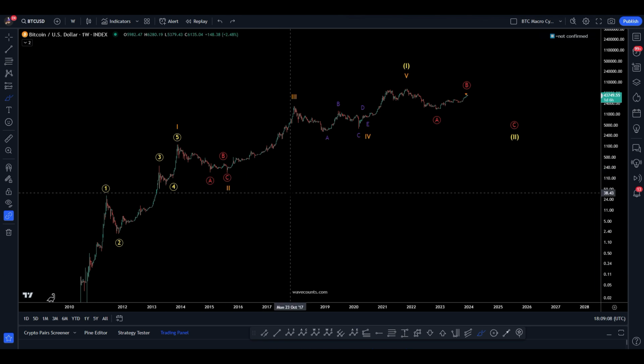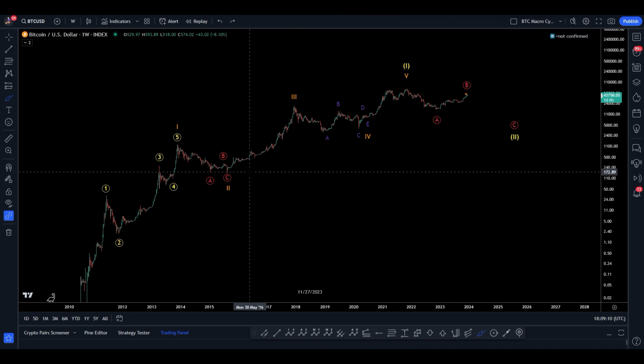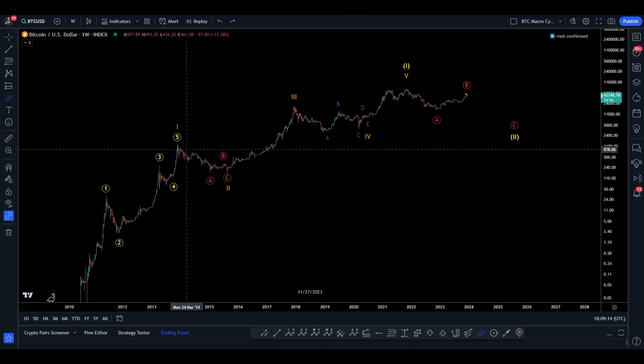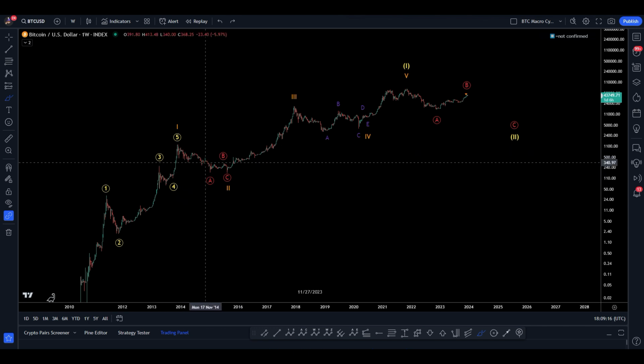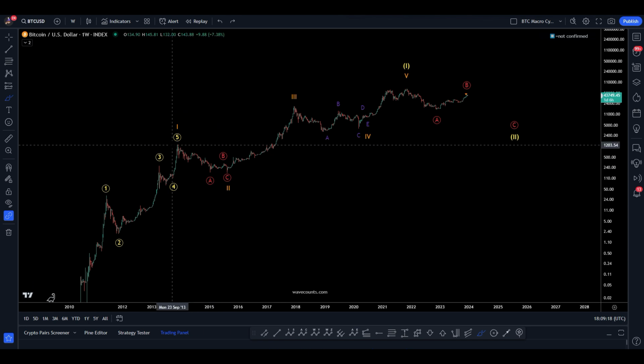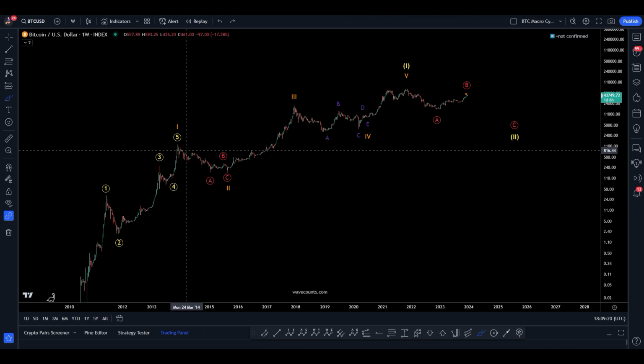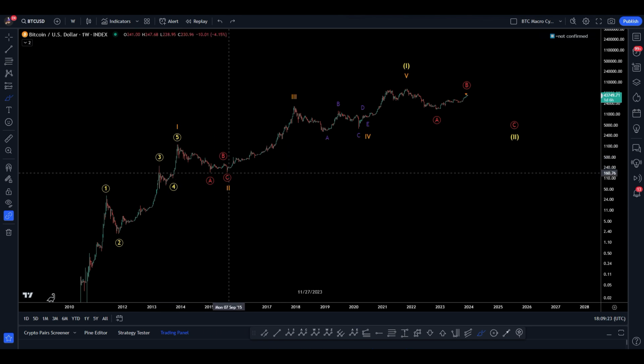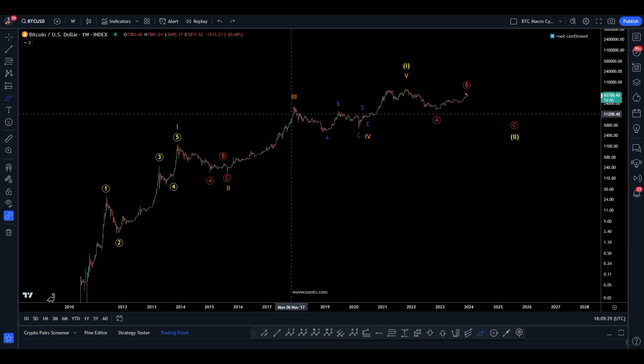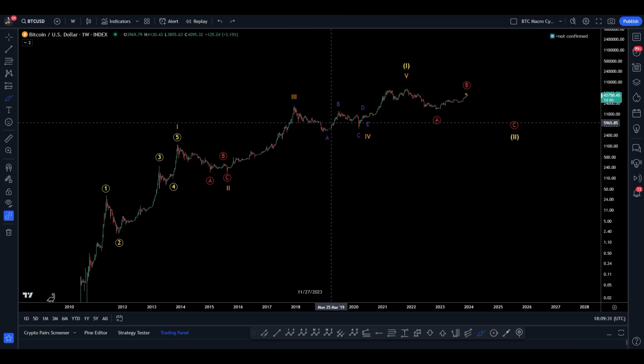So your biggest wave, well, your two biggest waves of all are the 2 and the 4, right? So your second wave is a zigzag. All right, came down in 5, 3-wave move, and a quick 5. Your fourth wave here is a triangle.